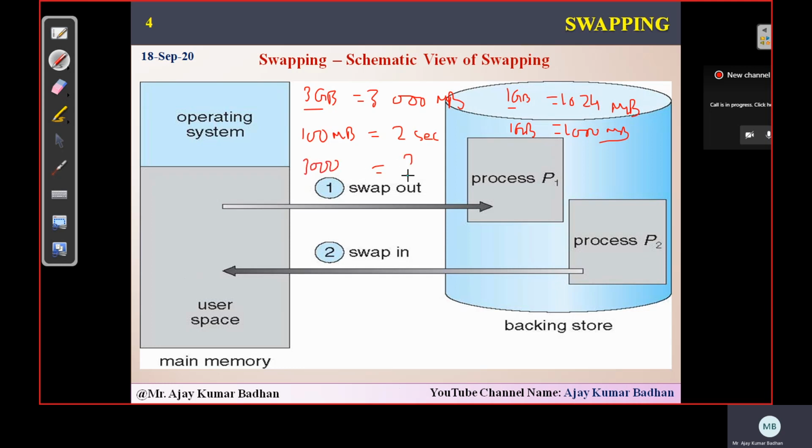So how much do we want to transfer? 3000 MB. For 3000, how much time is it going to take? Cross multiplication, 3000 into 2 by 100. So it is going to take 60 seconds, which is nothing but 1 minute. So to swap in a process of 3 GB in size, it will take 1 minute to load into your main memory. In the same way, it will take 1 minute to remove the same process to your hard disk. Means for 1 minute, your CPU will not be performing any operation. CPU always sits in an idle state.